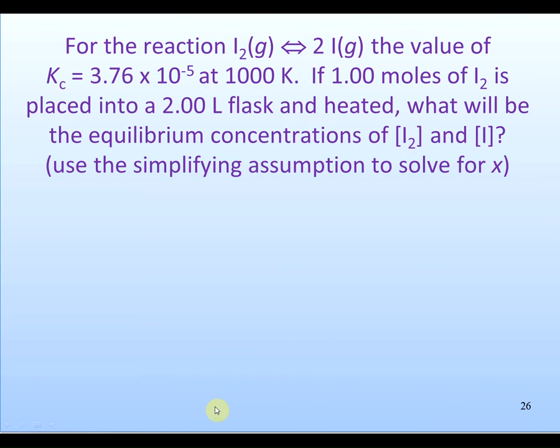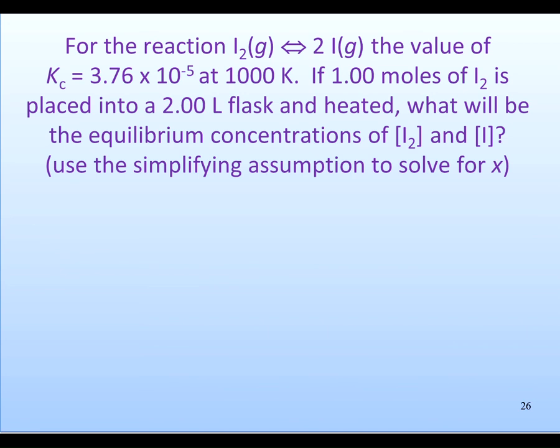Okay, so here we're looking at the I2 getting converted to 2 I's. This is the same problem that we looked at before where we used the quadratic equation. Here we're simply using the approximation method, so we're just comparing the two. This is the same problem as the problem before last.